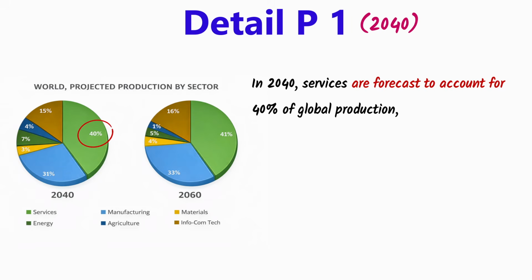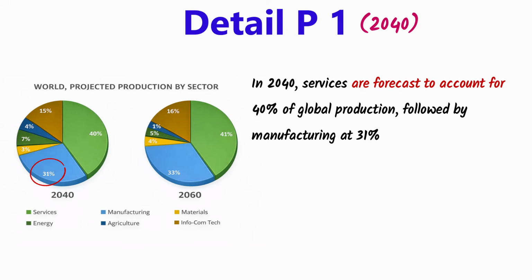And then right after that comes manufacturing, which is 31%. Followed by what? Manufacturing. So this is a very good phrase you can also use when you want to mention the next category or the next sector. You can write followed by. It means that it comes after that. All right, so I wrote about services. Now I write followed by manufacturing at 31%.